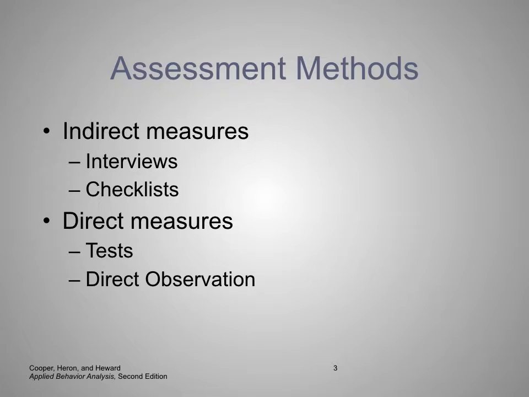Four major areas for obtaining assessment information are interviews, checklists, tests, and direct observation. Interviews and checklists are indirect assessment approaches because the data obtained from these measures are derived from recollections, reconstructions, or subjective ratings of events. Tests and direct observation are considered direct assessment approaches because they provide information about a person's behavior as it occurs.